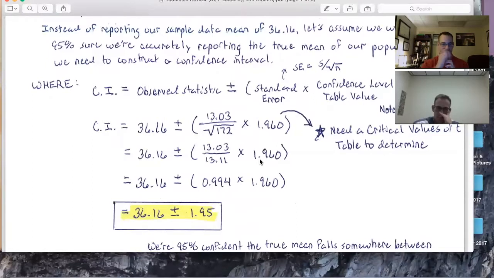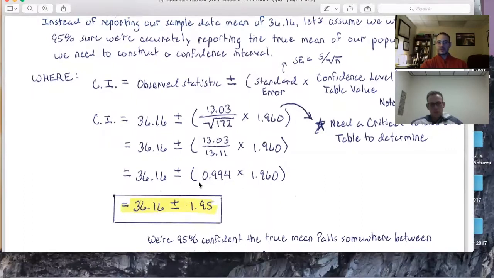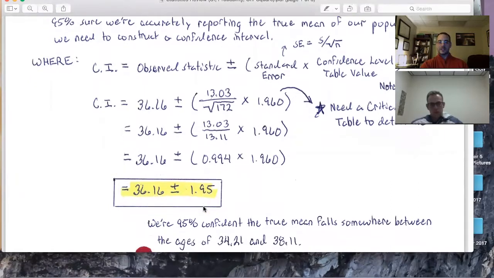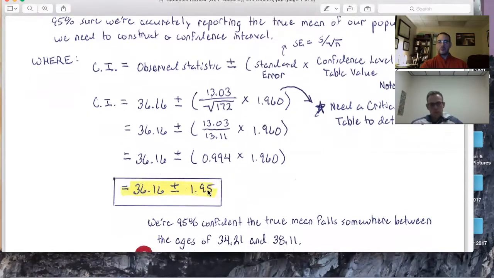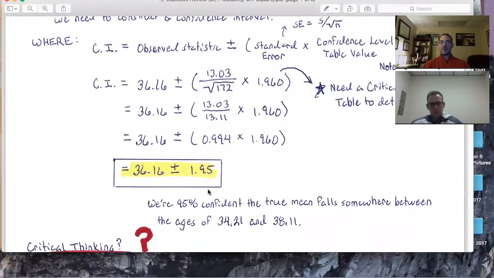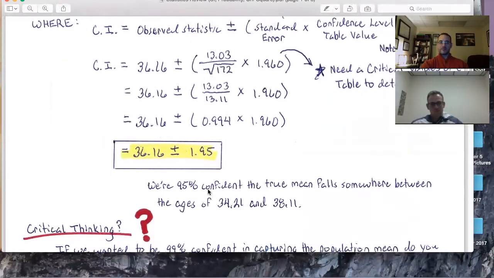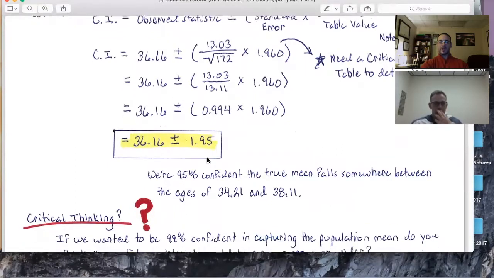Okay, so now we have all the values that we need in order to calculate our confidence interval. We have our observed statistic plus or minus the standard error times our critical value of t. So we solve for what's in parentheses first, as in basic algebra. So 0.994 times 1.96 should give us a value of 1.95. So the way we interpret this, Kyle, is it's our observed statistic plus or minus the 1.95.